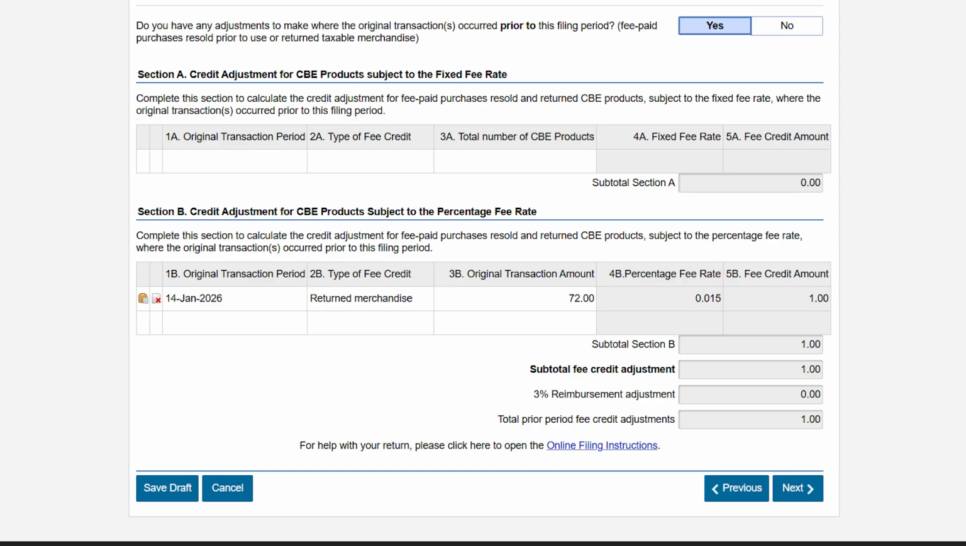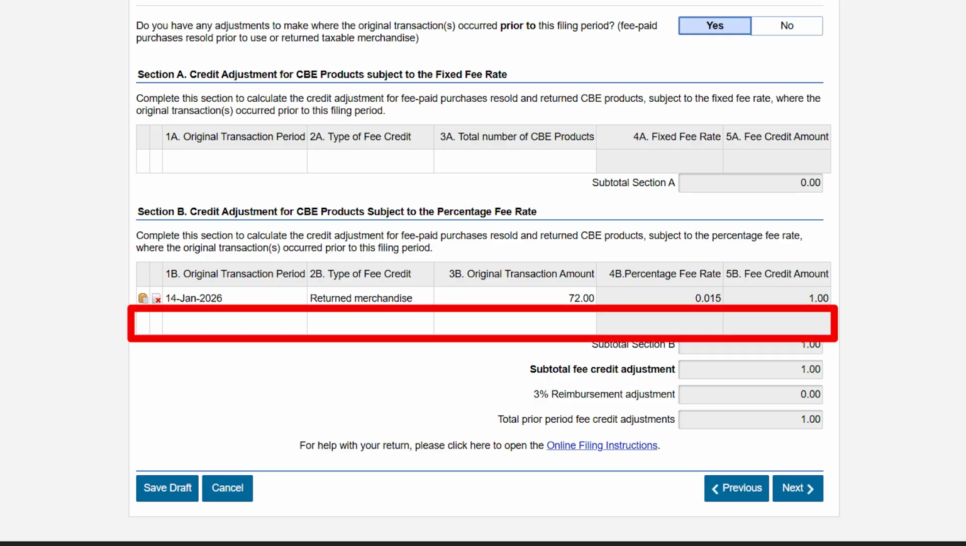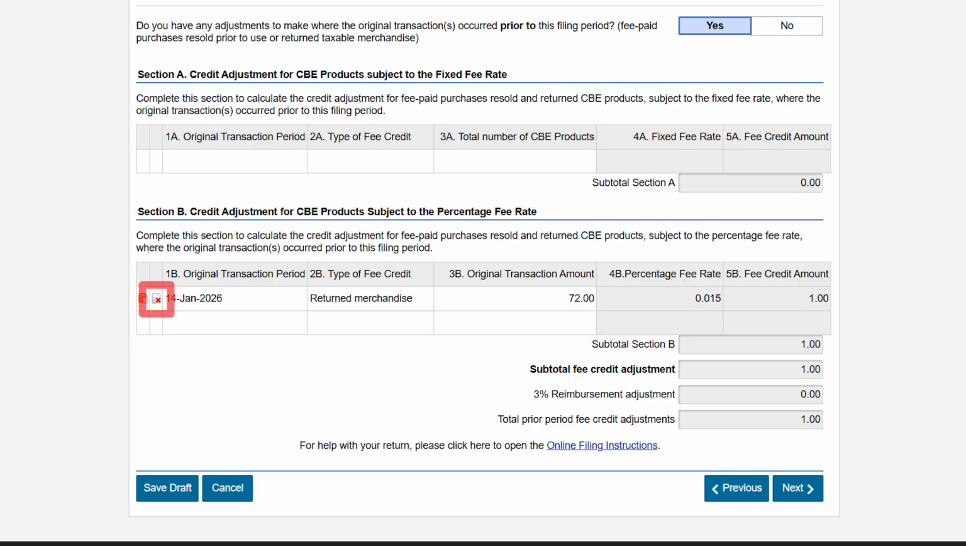If you have additional transactions to add, enter the information in the fields below. Each transaction for which a fee credit is claimed must be entered separately. To delete a transaction, you may click on the red X. In our example, we have no other credit adjustments to report and we'll click Next.